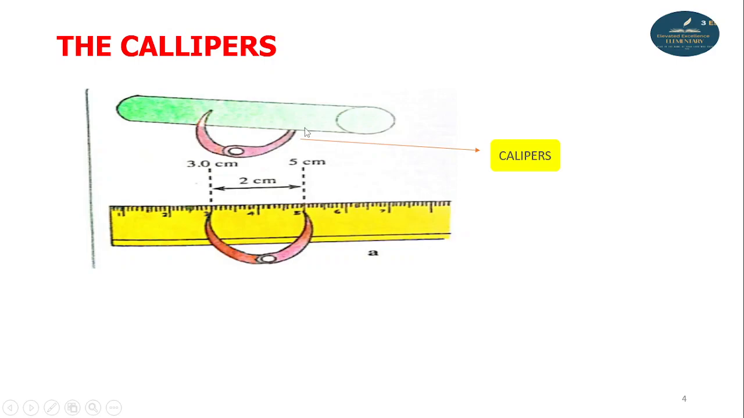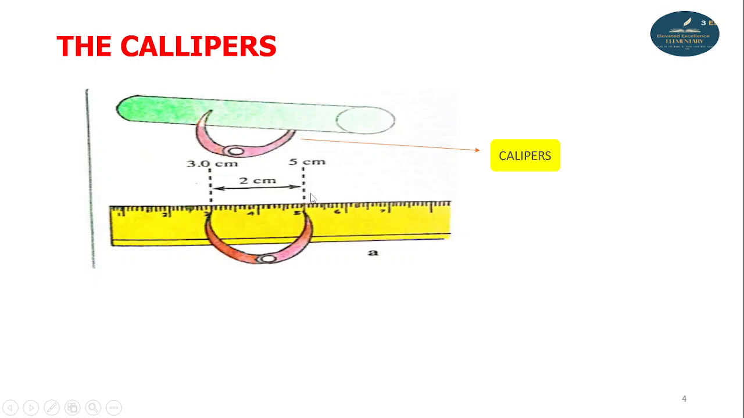So looking at this diagram here, we have the calipers, and this is the diagram of the calipers. Here is the device, and here is the object. What we are trying to do is to measure the length of this object, which is the diameter of the object. So how is this done? Having looked at this, we would have understood that this calipers is used along with another instrument, which is a meter rule.